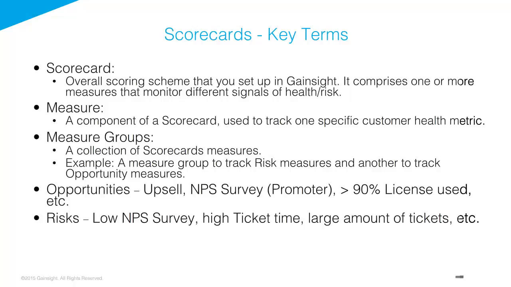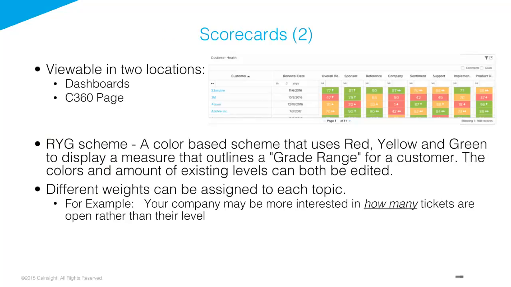The risks measure group, on the other hand, might measure NPS survey detractors, large numbers of support tickets, or a very long response time from support, etc., and indicate that we might be in danger of losing a customer. Scorecards can be found in two locations, within dashboards and more commonly within C360 pages. Scorecards are commonly displayed using a red, yellow, green kind of color scheme, using color to display a measure that outlines a grade range. The colors and number of levels are both configurable.